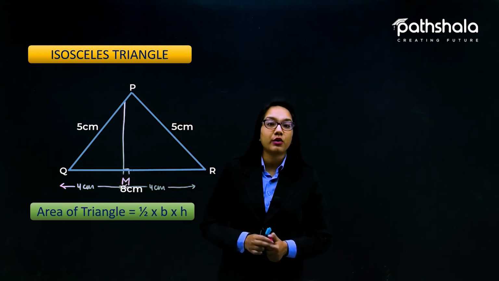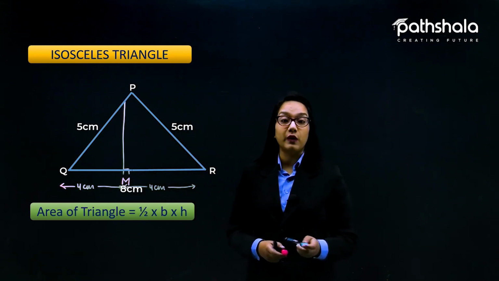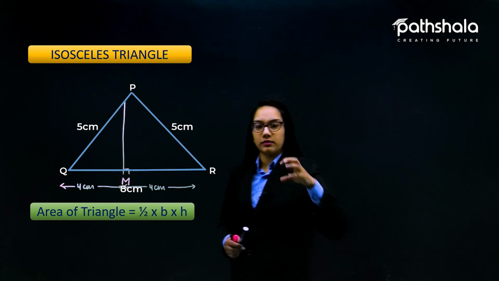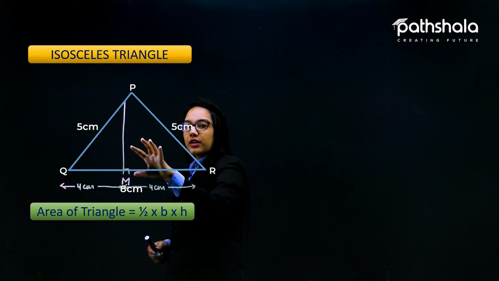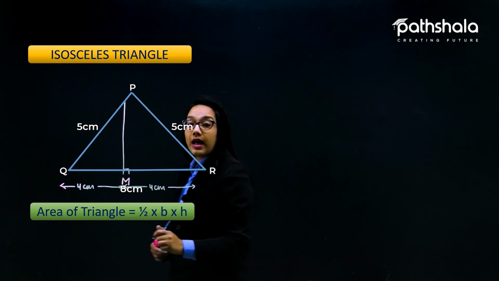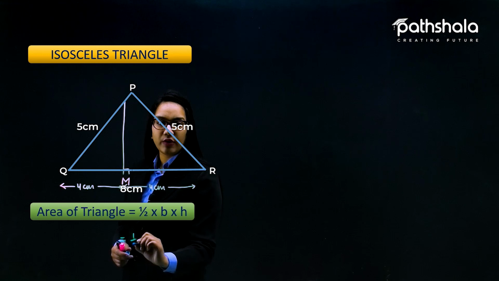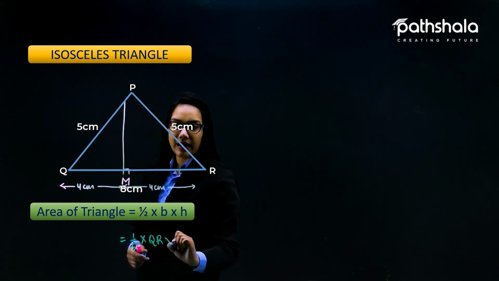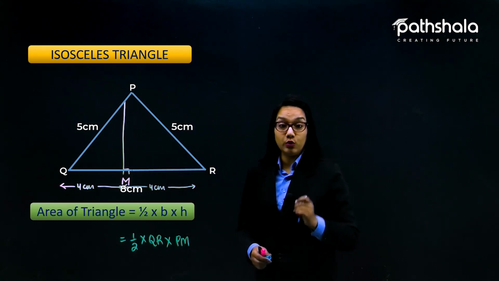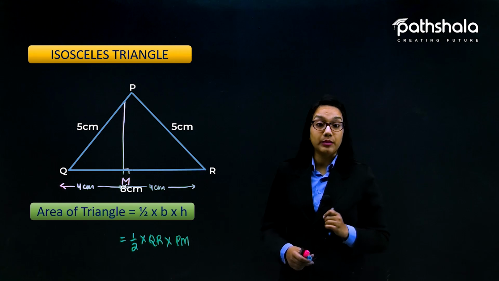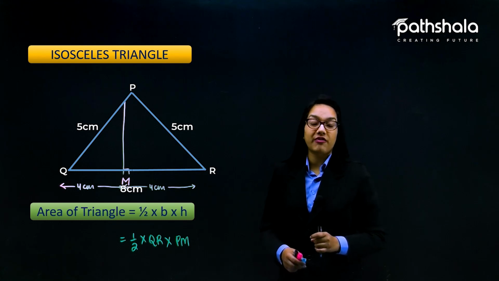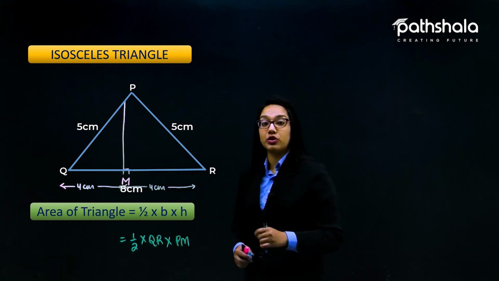Now if we want to find the area of this triangle, we can find it, because we know that the area of a triangle is half into base into height. So rather than finding the area for a single half, here I am finding the area of the whole as half into base into height, where the base is QR and the height is PM. We know that the base QR is 8 centimeter, but we do not have the height PM. So let's find the height PM using the Pythagoras theorem again.